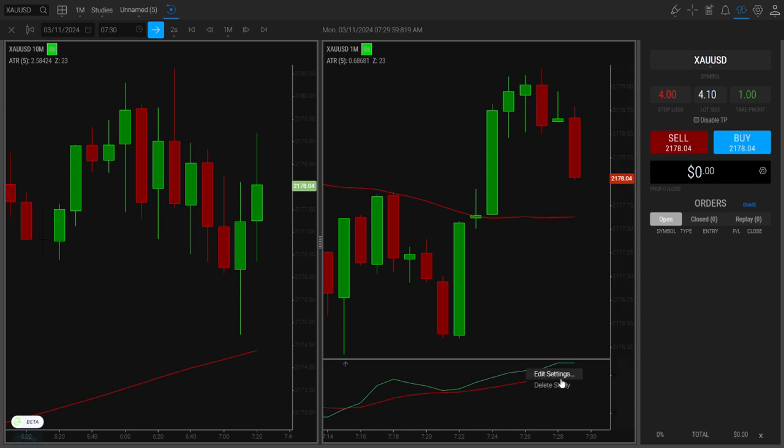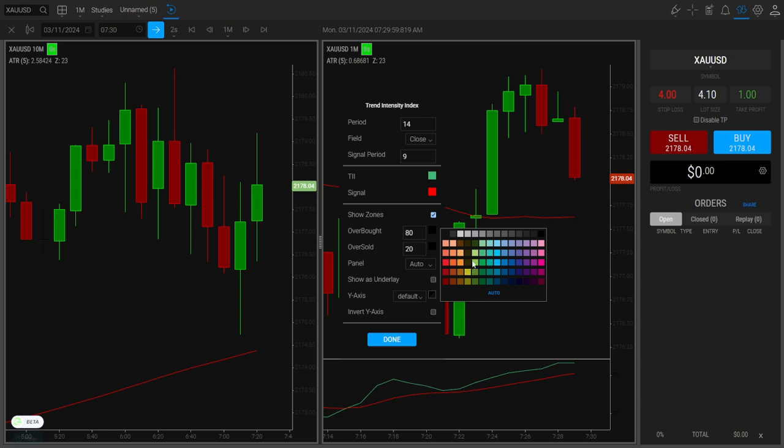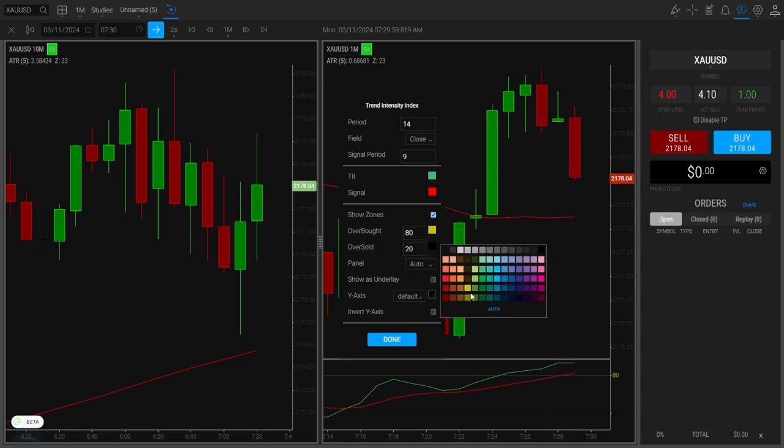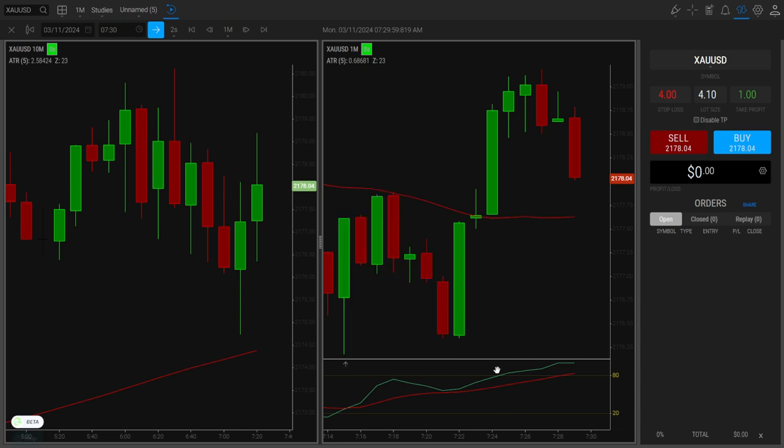And actually, I need to edit the setting here. I need to see my levels a little easier, so I'll make those yellow. Okay, so now we can see these lines a little bit easier. Basically, what we're looking to do is take trades whenever our green line crosses one of these levels, either the 80 level or the 20 level. This doesn't quite work like an RSI. This isn't technically overbought. It just means that if it's up here, the trend is strong in that direction. If it's down here, the trend is strong in that direction.